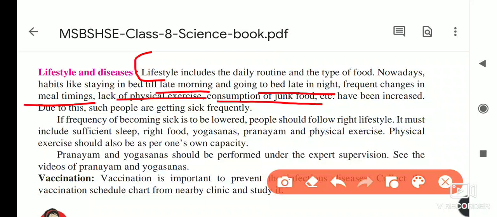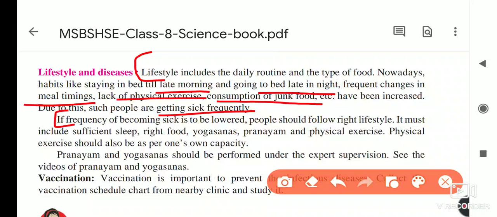These have increased, and due to this the persons are getting sick frequently. All these things we have to write in the short note. To lower the frequency of becoming sick, people should follow the right lifestyle.